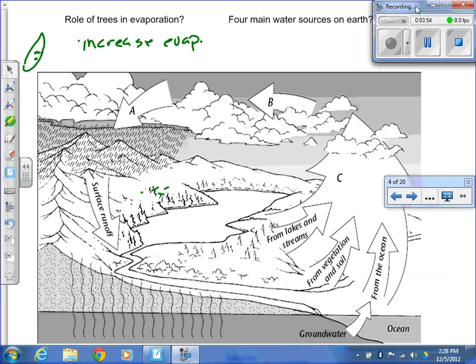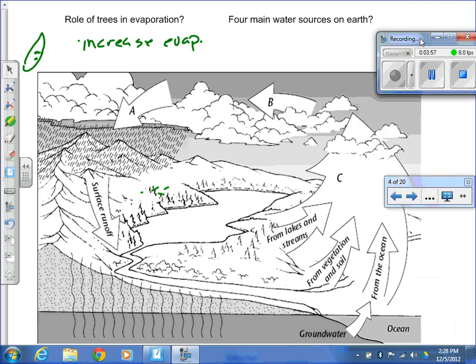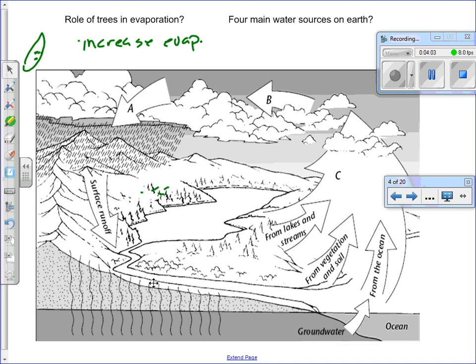All right, so here's another drawing of the water cycle. If you are watching this video, you could use this and label A, B, and C and study using all these different forms. We are not going to go over it now.